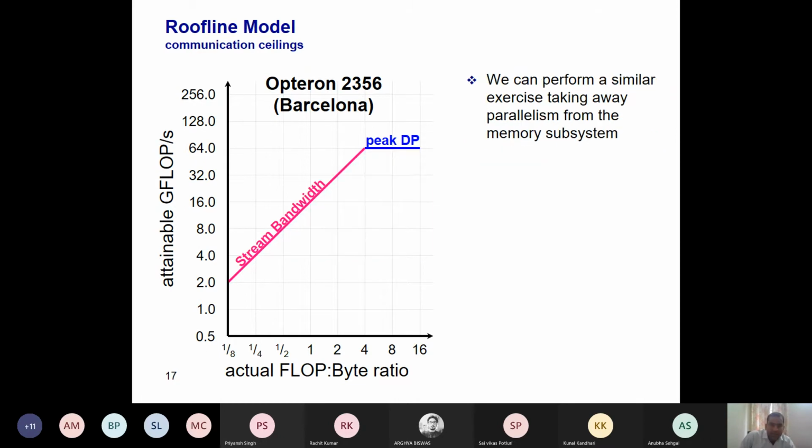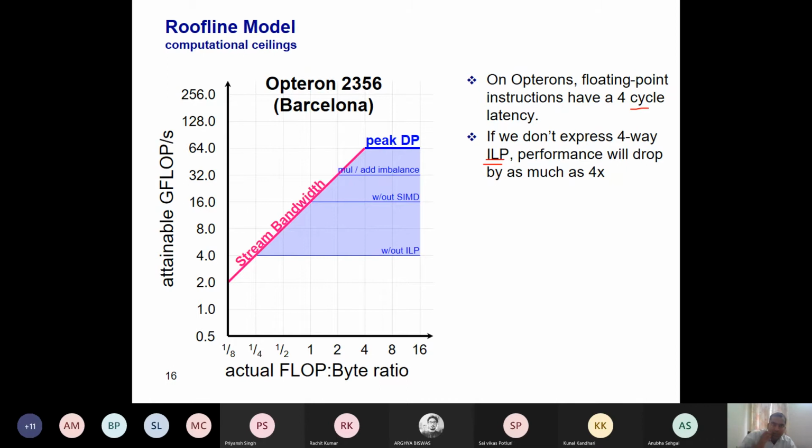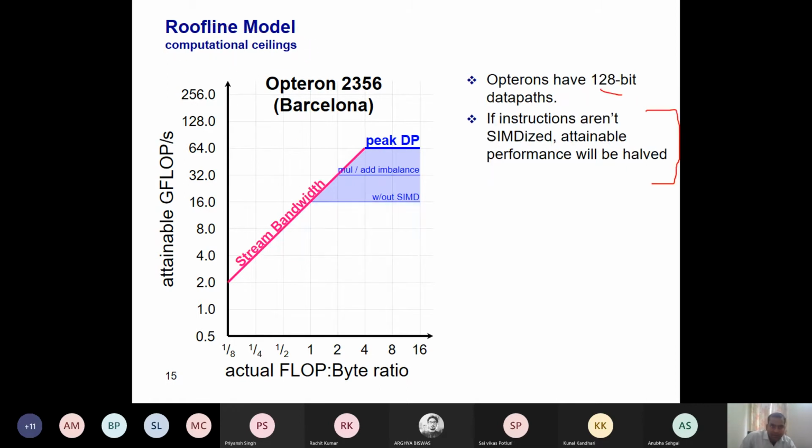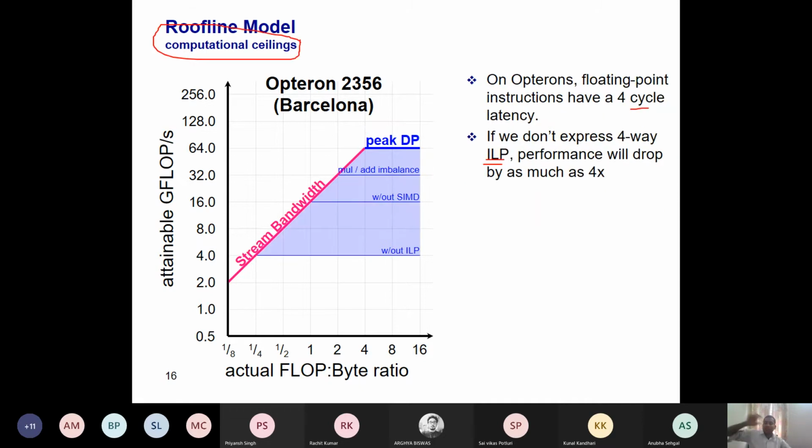So in this way, you can see that all these are called computational ceilings, because they limit the peak level. This is the computational performance that you are reducing gradually. That's why it's called a ceiling.